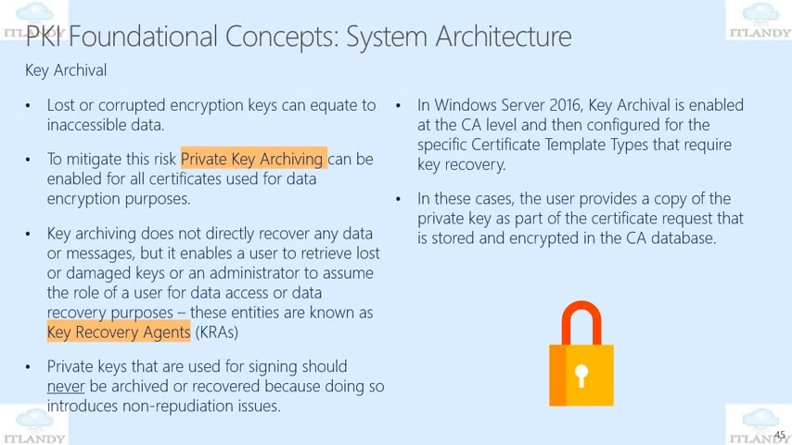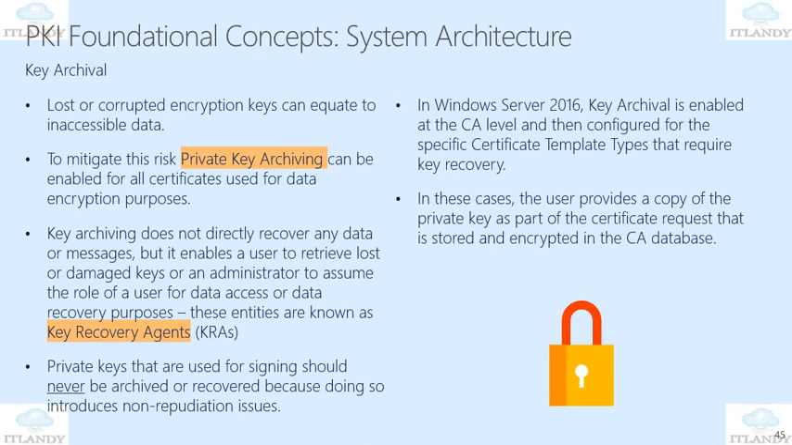And the last part for our system architecture is key archiving, or key archival. Loss of a corrupted certificate can be equal to inaccessible data. To mitigate the risk, private key archiving can be enabled in all certificates. Key archiving does not directly recover any data or messages, but it enables the user to retrieve lost or damaged keys, or an administrator to assume the role of a user for data access. The entity is known as a Key Recovery Agent, KRA. More than one agent.